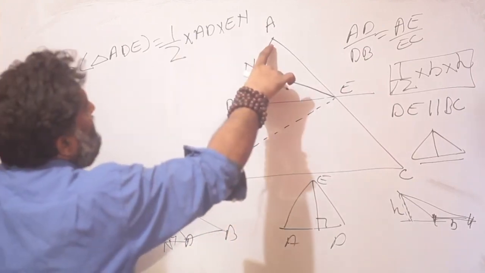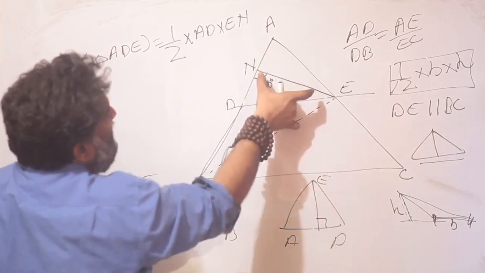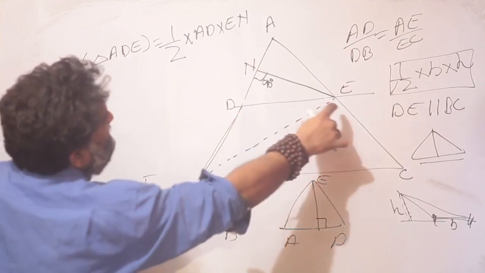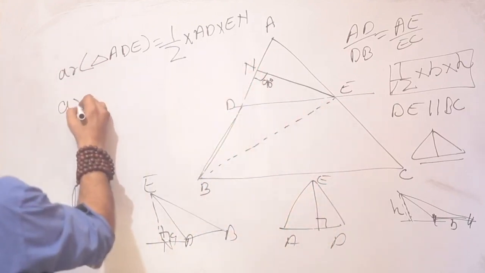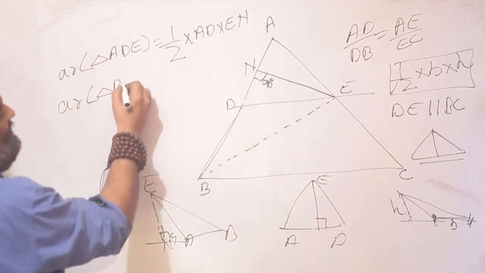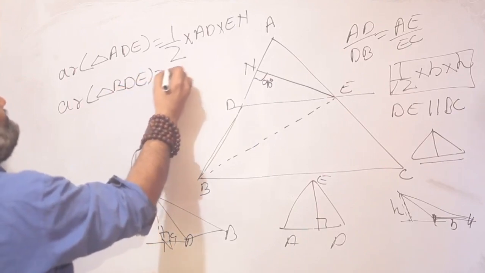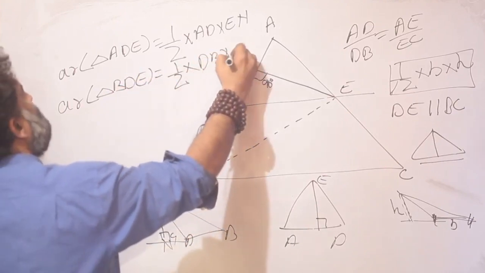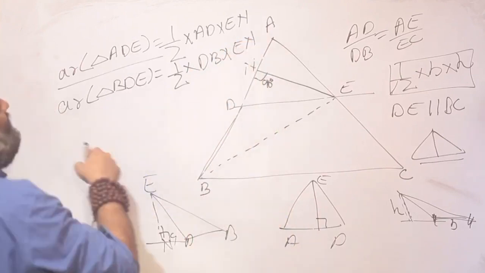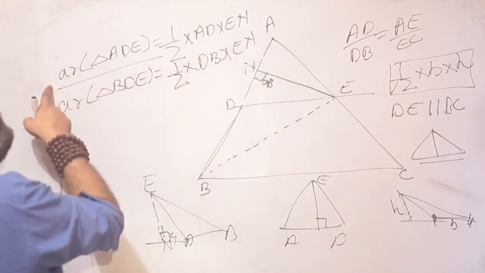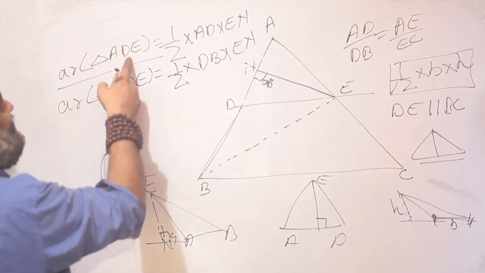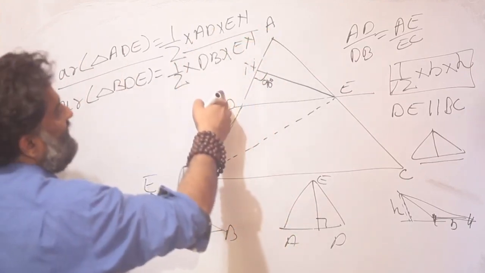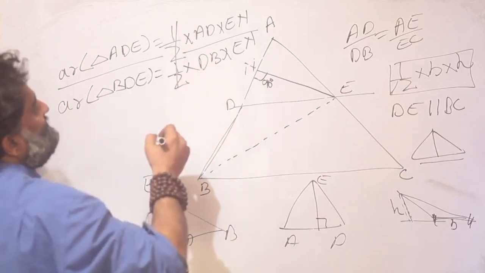So triangle ADE, the base was AD and the height was EN. For triangle BDE, the base is BD and the height is EN. So let me write down, area of triangle BDE is equal to half DB into EN. And for now, let me think of the ratio of the areas of the triangle ADE and the triangle BDE. If I want to create a ratio, numerator by denominator, this half gets cancelled.